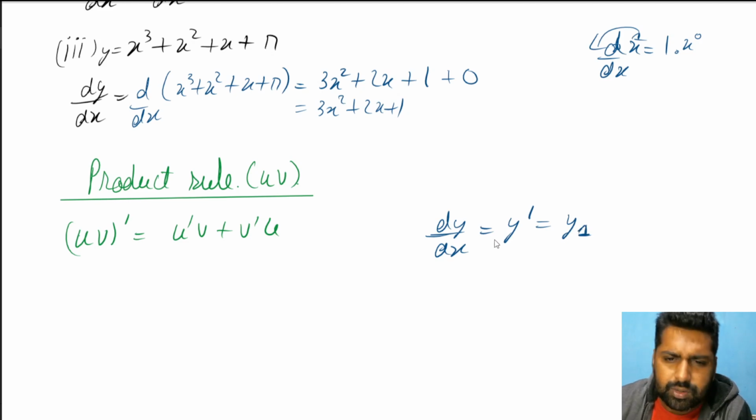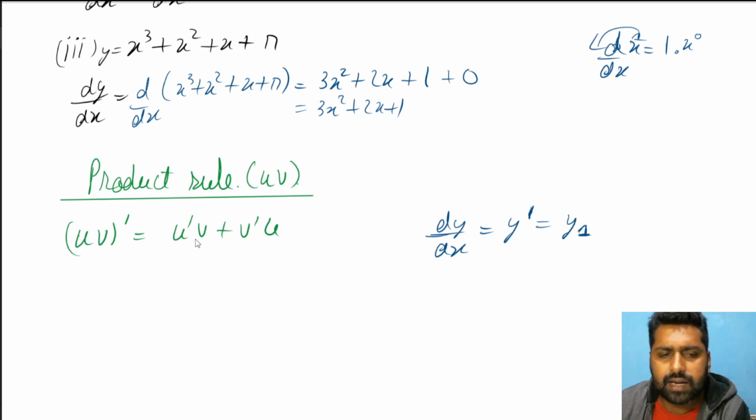But this is rarely used. Mostly it's clearly written dy by dx, or sometimes they use this dash to represent differentiation. Okay. So dash means differentiation, and here two functions are there. u was some function of x, v was some function of x.